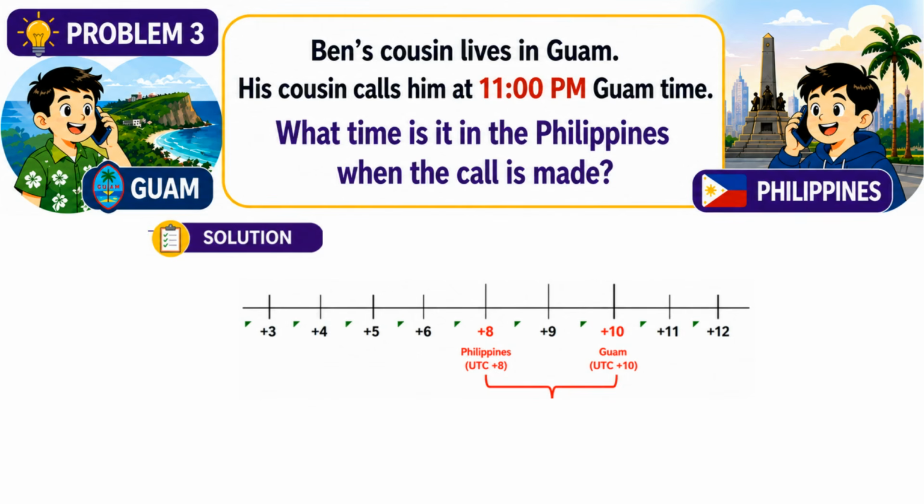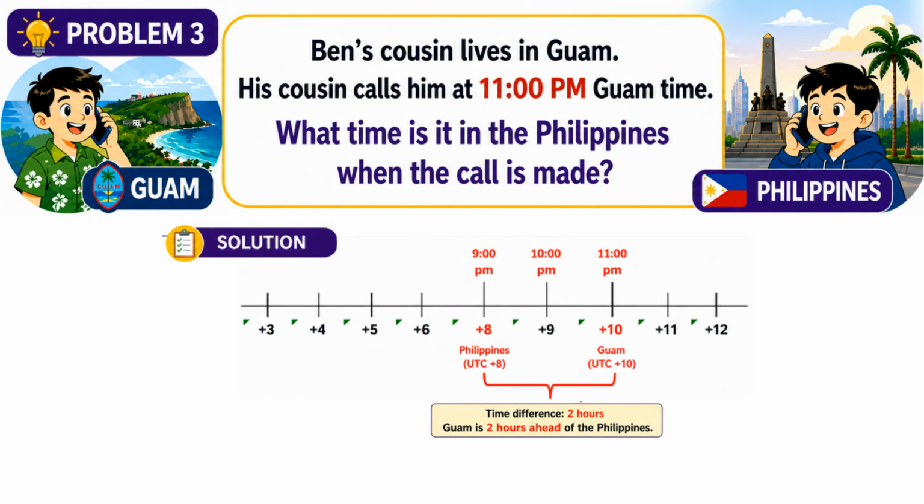Let's move on to the next step. Now, let's find the time difference. From UTC +8 to UTC +10 is a difference of 2 hours. So Guam is 2 hours ahead of the Philippines. Since we are converting Guam time to Philippine time, we need to subtract 2 hours. Remember this rule. When the given time is from a country that is ahead of the Philippines, subtract the time difference to find Philippine time.